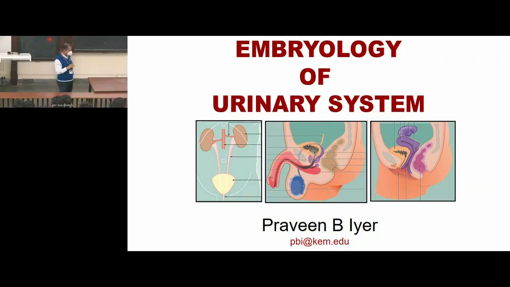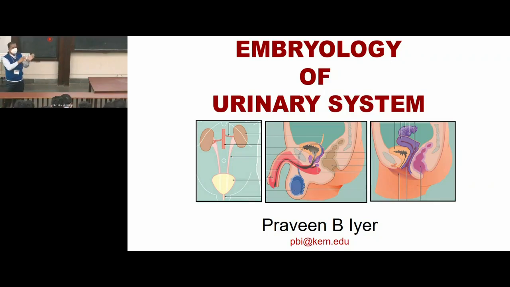The 8 sessions that we had were of general embryology. The last session on general embryology was the placenta, which we discussed, and after that there was twinning and teratogenesis. Correct? So that was the completion of general embryology. And we started systemic embryology, and this is a part of systemic embryology. We are going to discuss development of the urinary system.